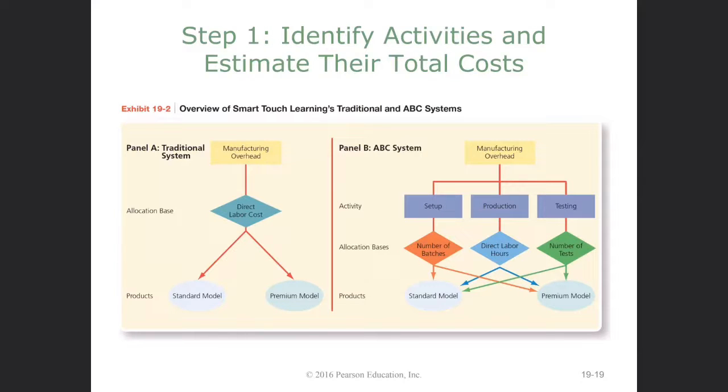And then we move on down to our products. So for setup, we have just the standard model and the premium model. That's going to come from your number of batches. For production, you've got from your direct labor hours, standard model, premium model. And for testing, the number of tests, you have both standard and premium model. So the allocation base is really what changes, and that's just based on what the activity is.